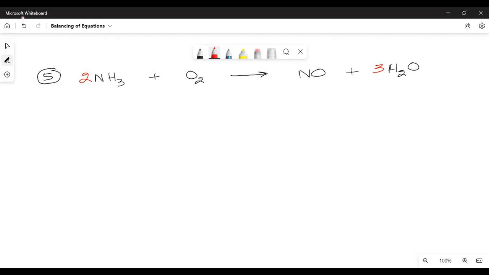Now we are going to do nitrogen. So we are going to add 2 with the other nitrogen, NO. Yes, I know. So nitrogen and hydrogen are done. Great. And now the oxygen. We will write 2.5 with the oxygen. Very good. So we're going to write 2.5 with oxygen.